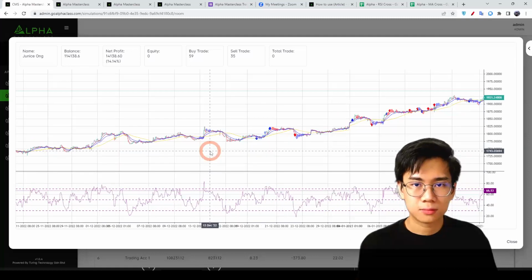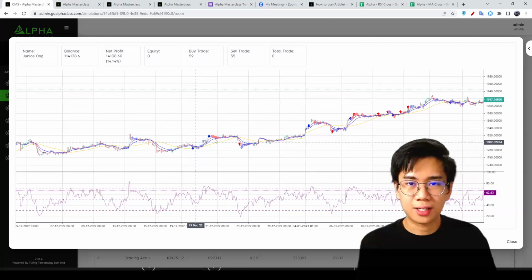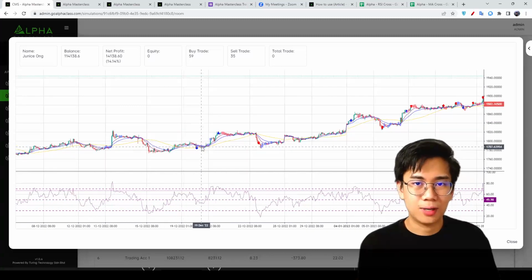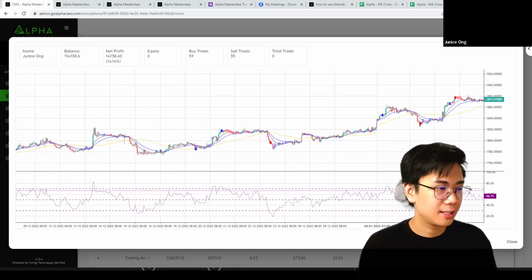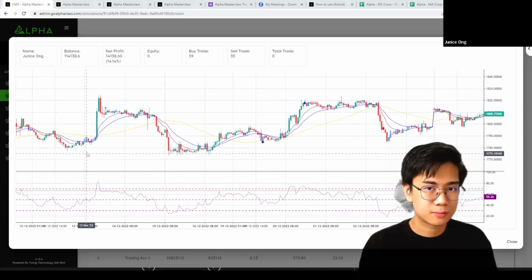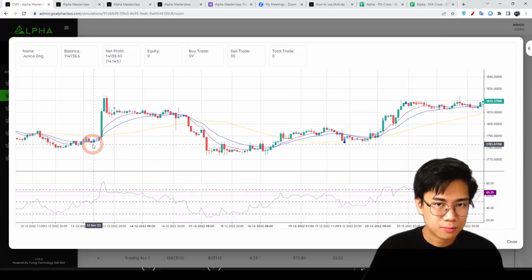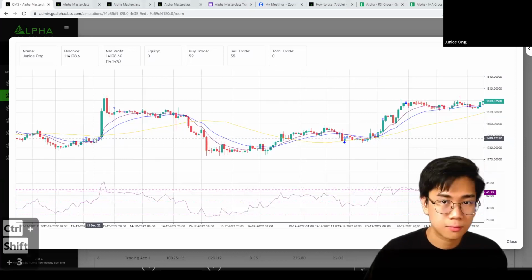Can you be more specific to let us know exactly what you have done to enter the trade, and also how you exit the trade? I enter a trade when I see the price go above MA20. After that, I look at the RSI also.